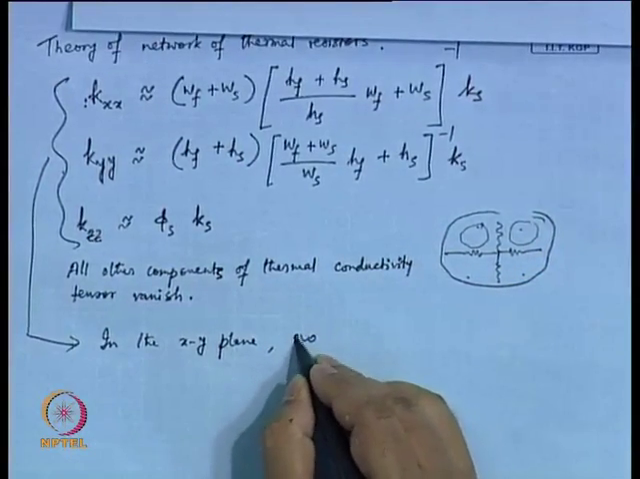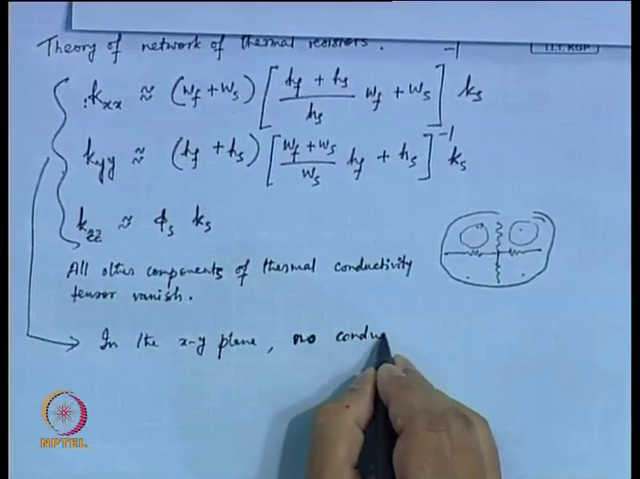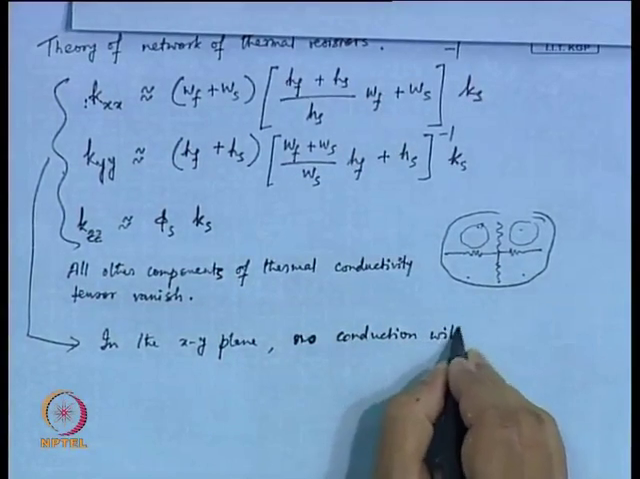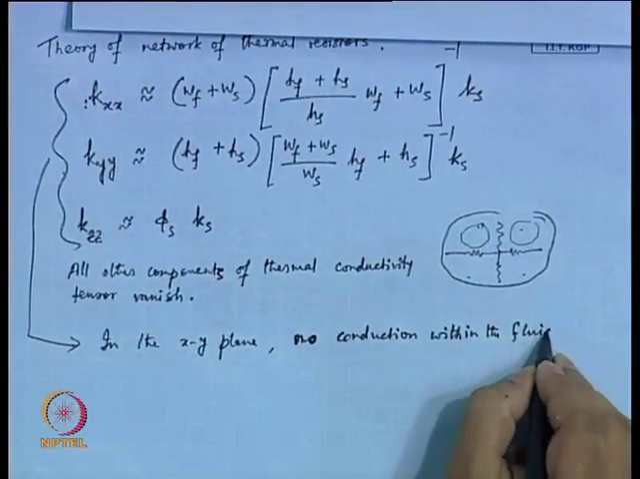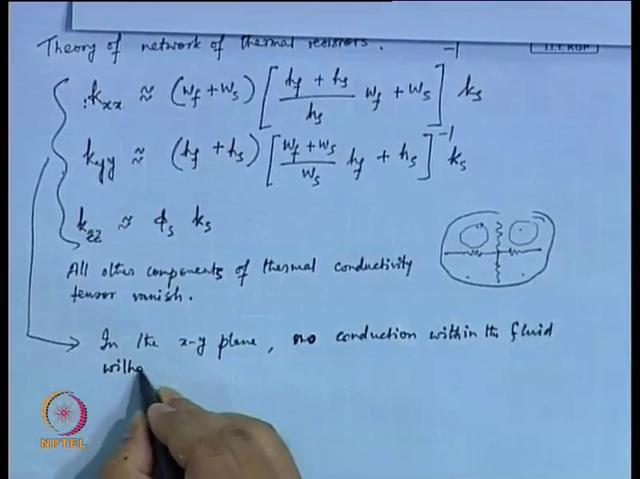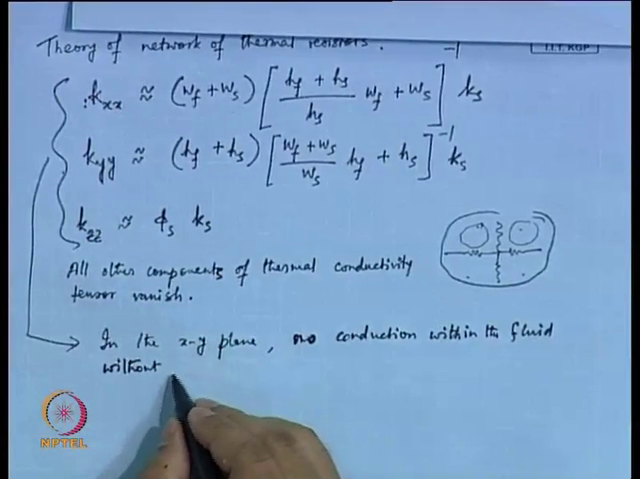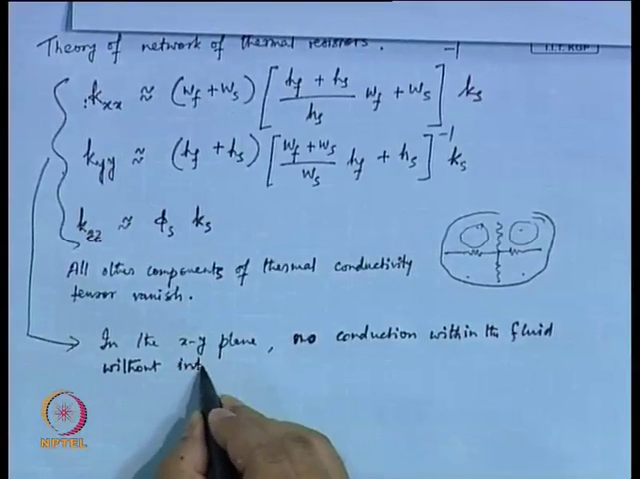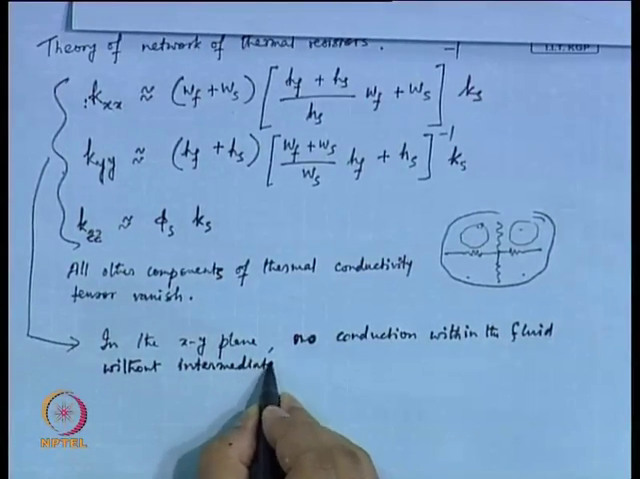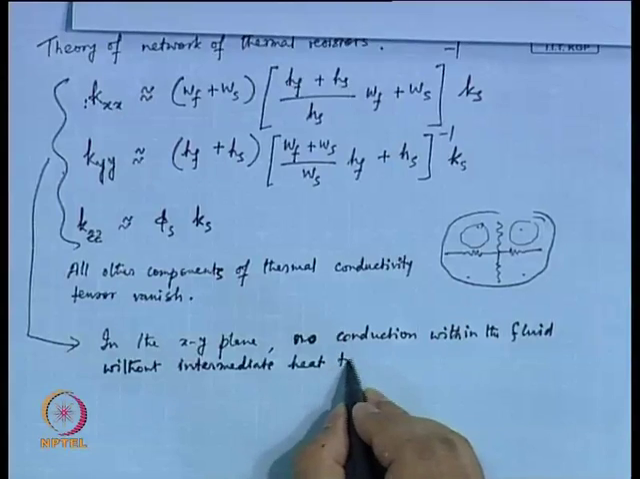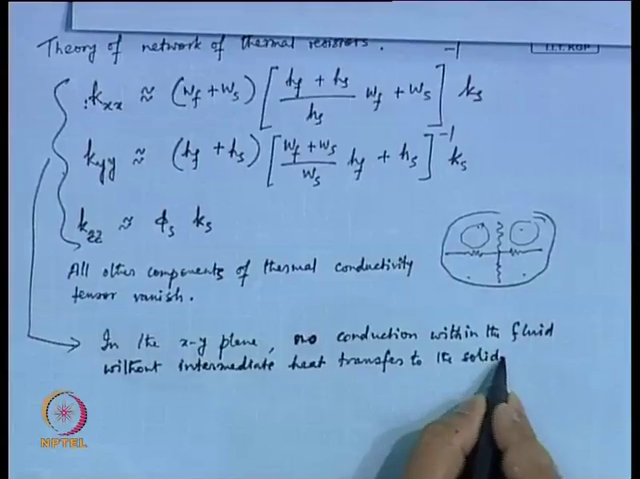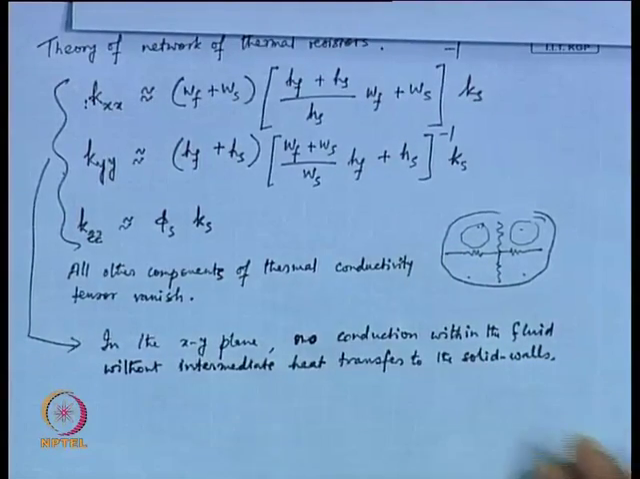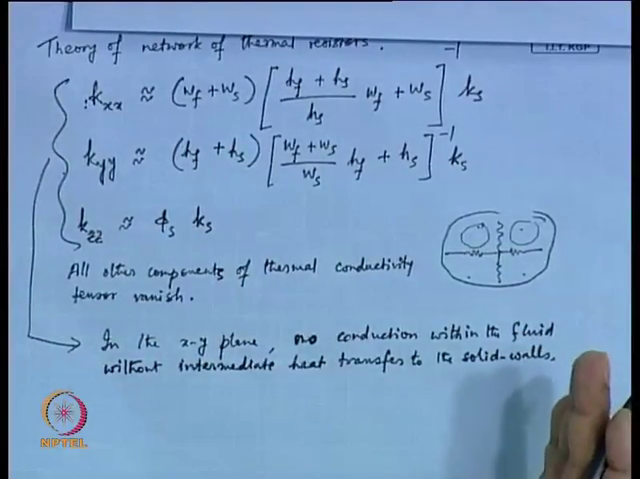No conduction within the fluid without intermediate heat transfer to the solid walls. So this is something which you are basically considering, very tacitly, that you have two channels side by side and in between you have a solid, right.